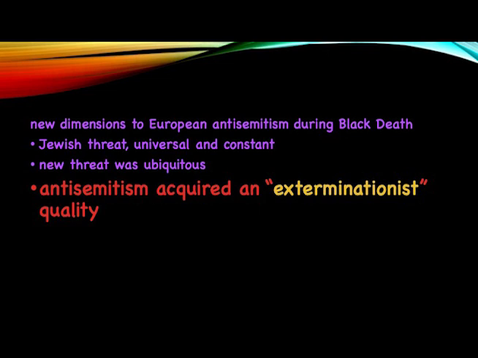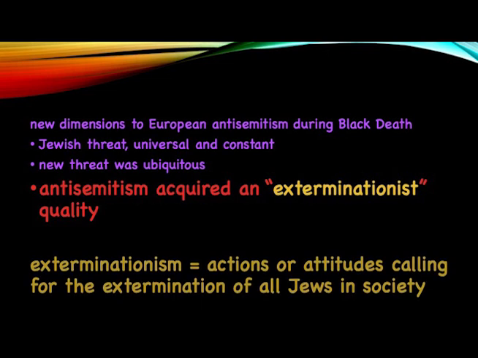So, now it was in the interest of Catholics to eliminate the Jews. For the first time, anti-Semitism acquired an exterminationist quality. The exterminationism of the 14th century was much more widespread than what one finds during the Crusades, when exterminationist attitudes were limited by social background and by geographical location. Exterminationism is a term we historians use to differentiate between calling for the death of a particular group of Jews and calling for the extermination of all Jews in a society.